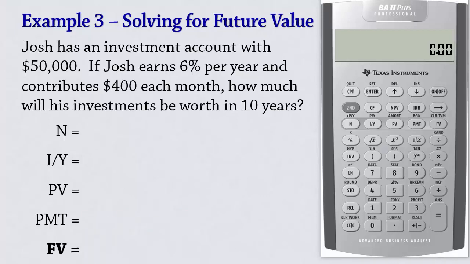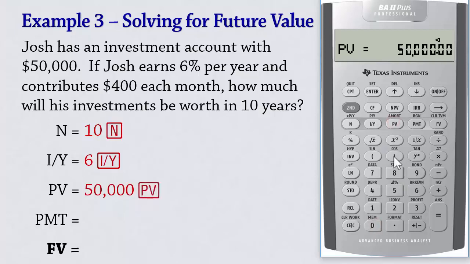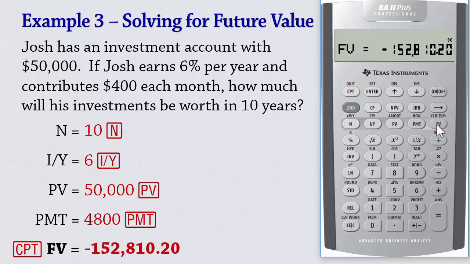So we input 10 N. For interest rate, we input 6 IY, we input 50,000 present value and 4,800 payment. We then compute the future value, which gives 152,810.20.